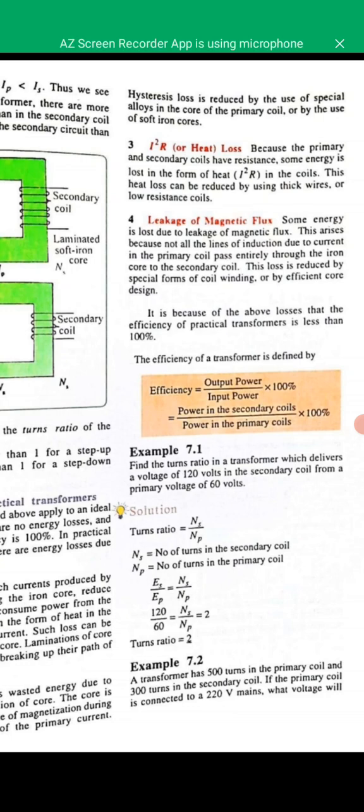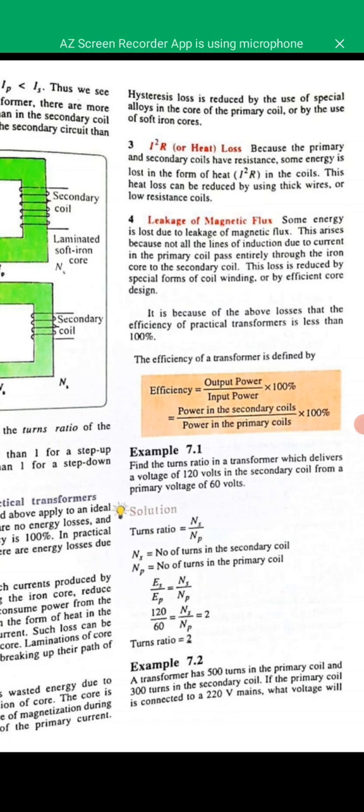Example 7.1. Find the turns ratio in a transformer which delivers a voltage of 120 volts in the secondary coil from a primary voltage of 60 volts. Don't forget the formula for turns ratio is number of turns in the secondary coil over number of turns in the primary coil. Since the number of turns are not given to us, we know that formula is equal to the voltage in the secondary coil over the voltage in the primary coil.